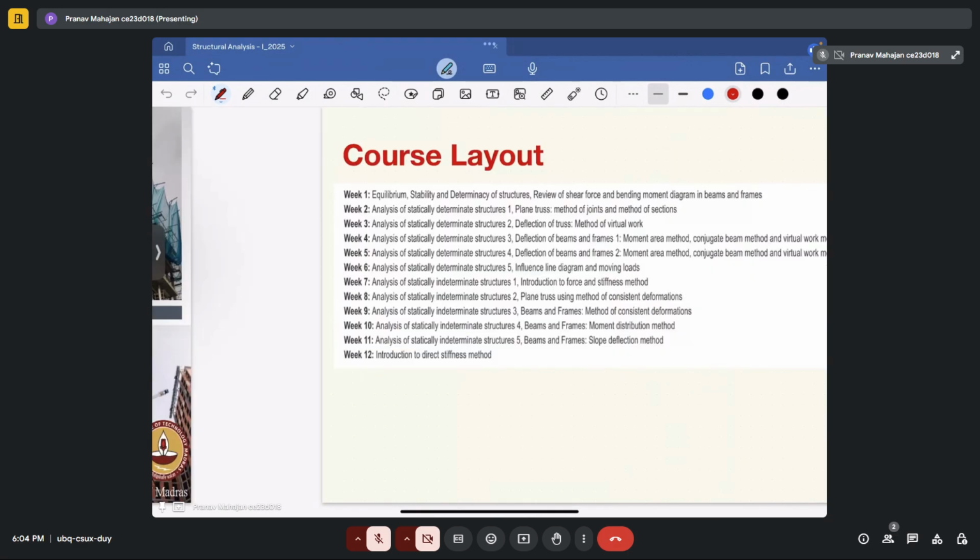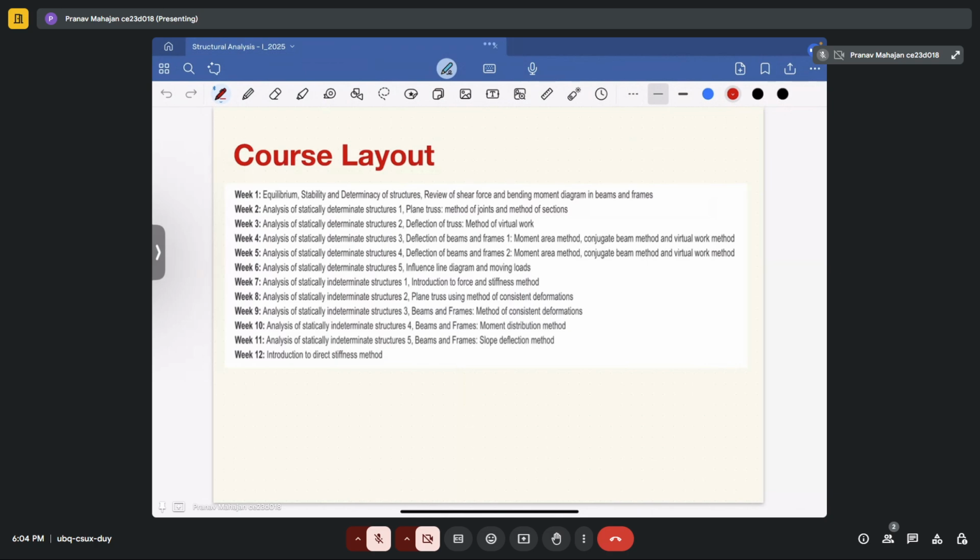So talking about the course layout, we have completed week number 10. That means only 2 weeks are remaining for the completion of this course. So till now what we have covered, we started with the analysis of determinate structures, but before that we have seen how you can determine shear force and bending moment diagram of different structures, whether it is beam, whether it is a frame, how you determine under different loading condition with different boundary condition that is provided to you. We have seen the determination of shear force as well as the bending moment diagram.